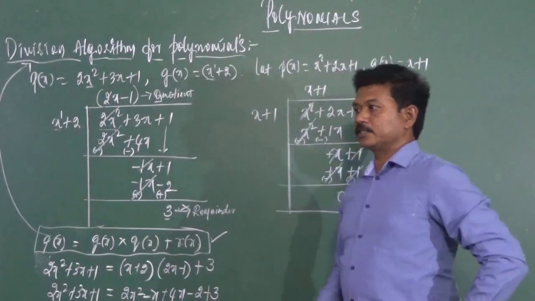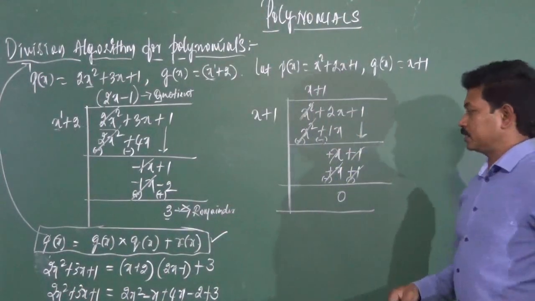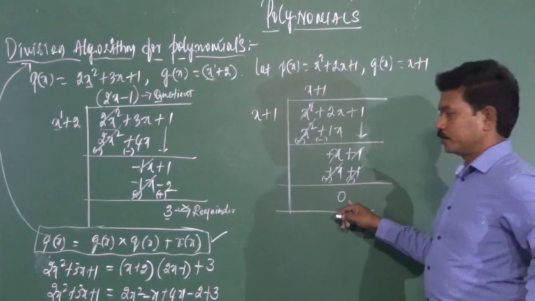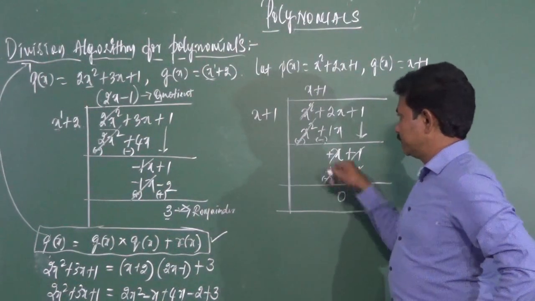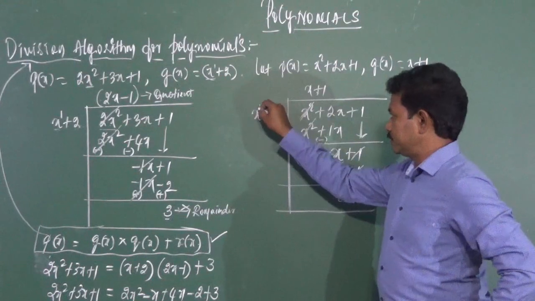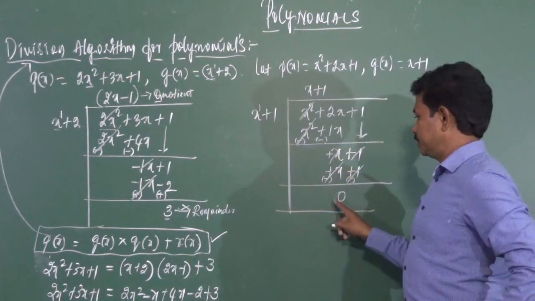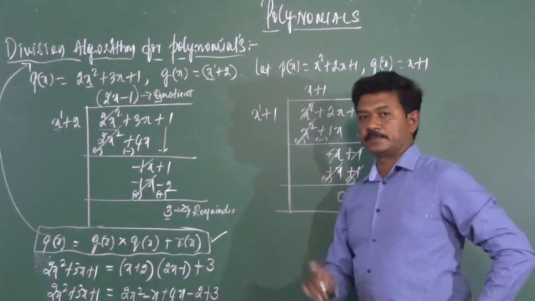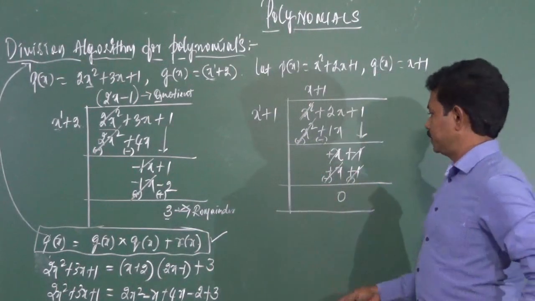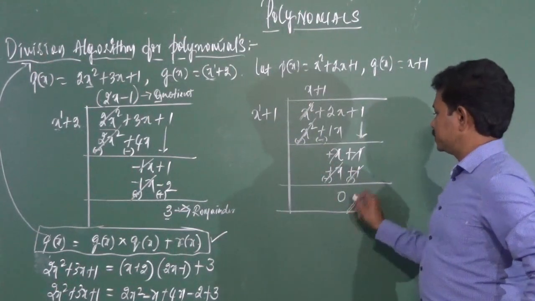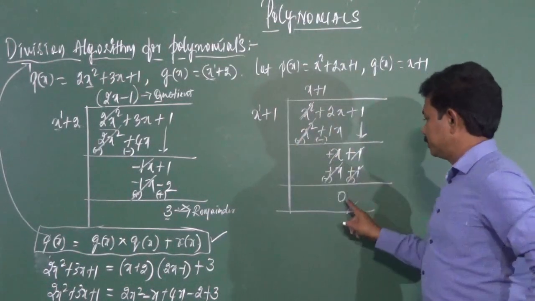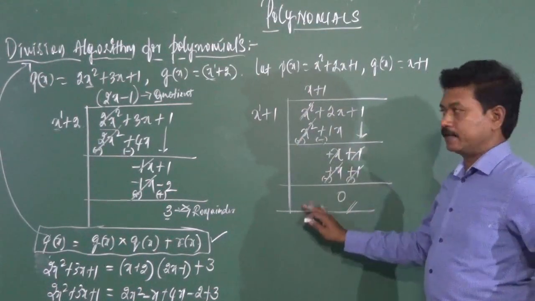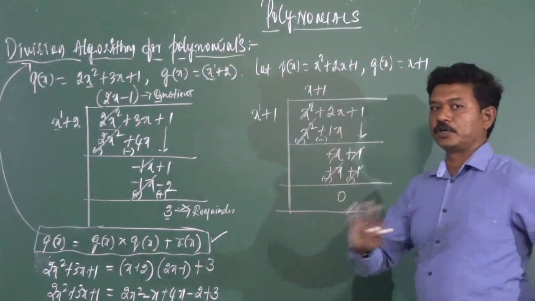So what is the degree of a constant polynomial? The degree of a constant polynomial is 0. Therefore, as the degree of the remainder is less than the degree of the divisor, that is 1, we say that the division process stops. Or, very simply, if you divide a polynomial by another polynomial and the remainder is 0, then we say that the division process stops.